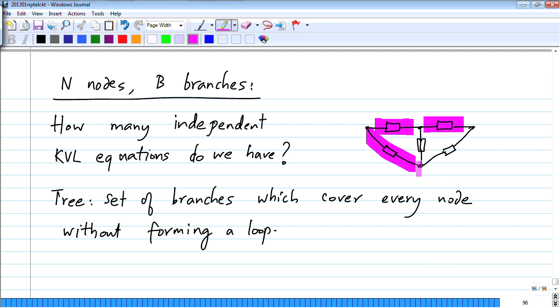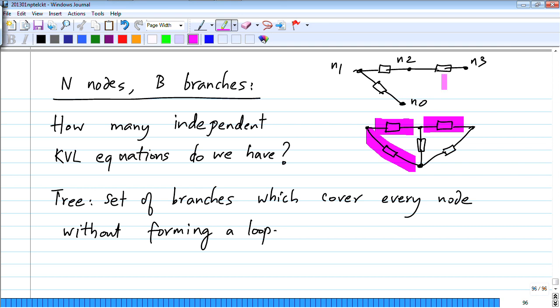Okay, now they start from this node, go to this one and this one. So if I draw only that part of the circuit, N0, N1, N2, N3. Now this set of branches covers all the four nodes N0, N1, N2, N3, but there is no loop that is formed. Okay, that is very obvious from this.